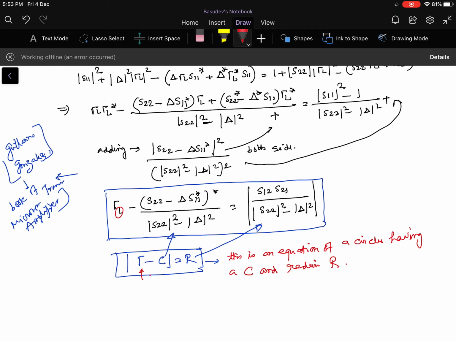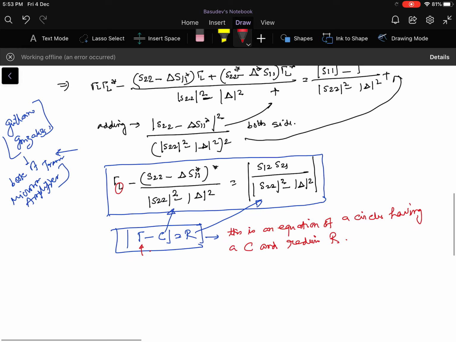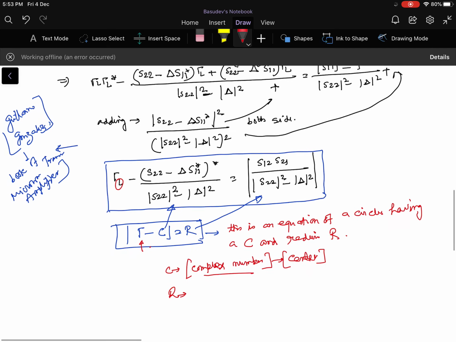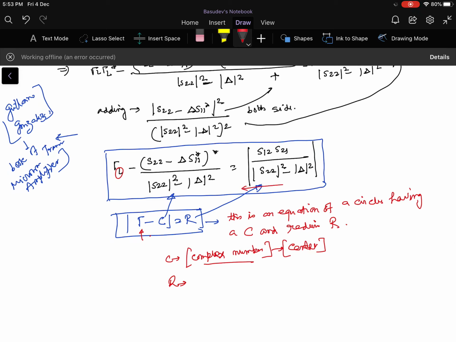Also you see one more beautiful thing that comes directly from here: this C is actually a complex number, which is a point, a coordinate in a Smith chart in the τ plane. So the center is a complex number, and the radius is actually a real number. Radius cannot be a complex number. See, this is a real number. So radius is a real number.